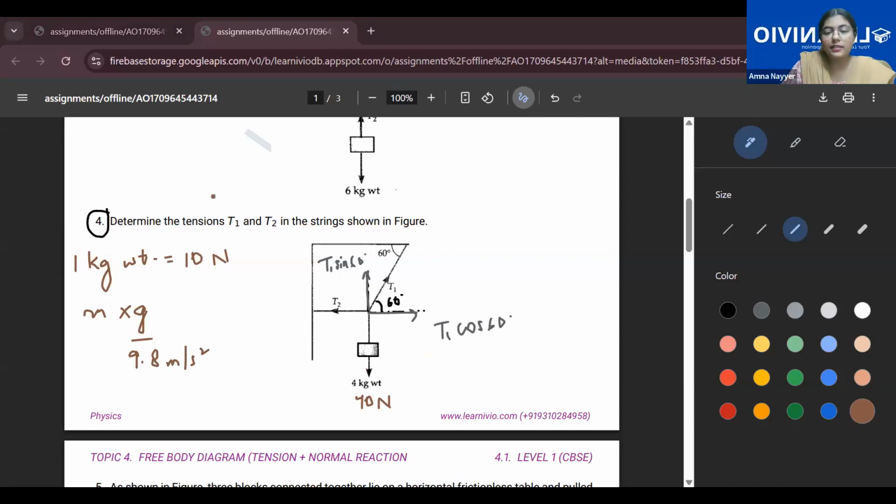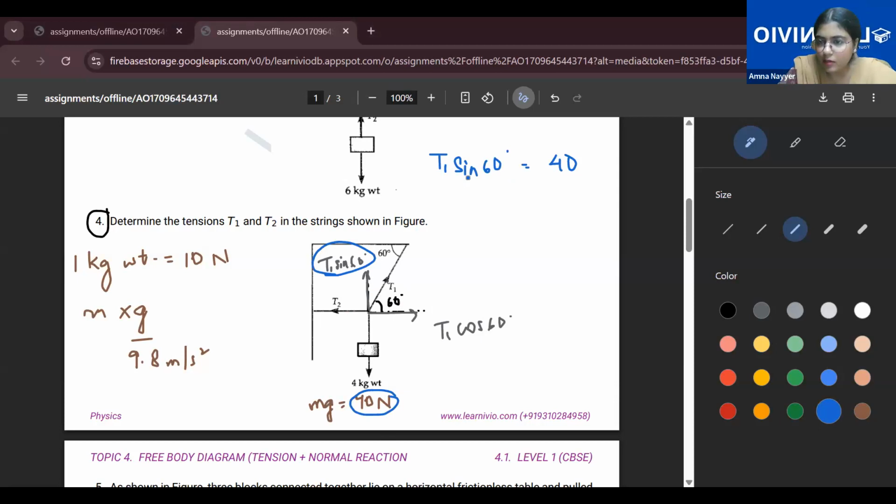Now see, both forces are balancing. This means 40 Newton is acting downwards. This is basically the mg that acts. T1 sine 60 above, T2 here, T1 sine 60 below. Now see here, if we take up the ratios, we can say clearly that T1 sine 60 degree is equal to 40. T1 sine 60 is balancing 40.